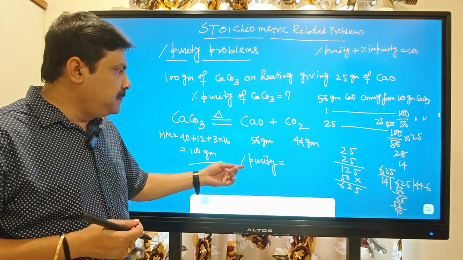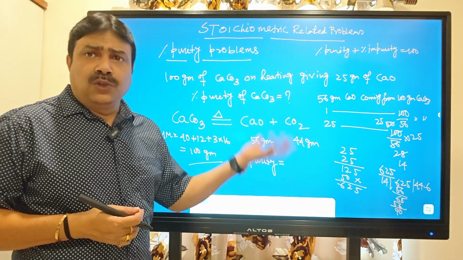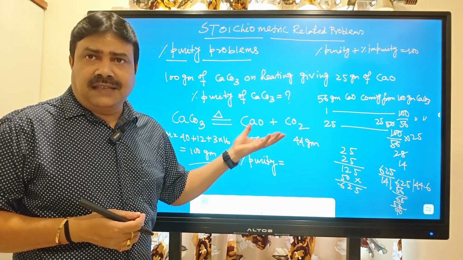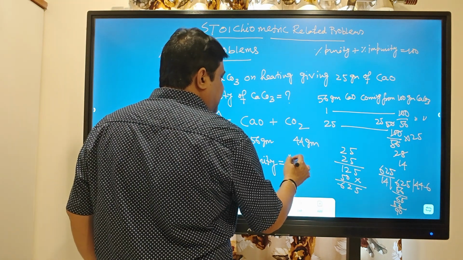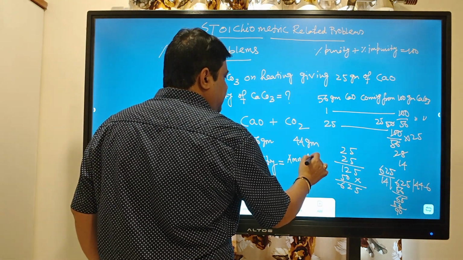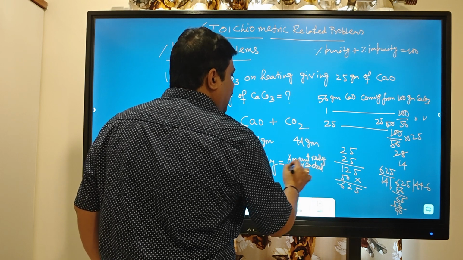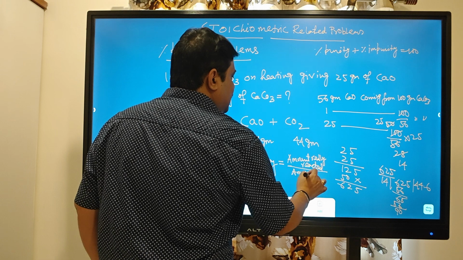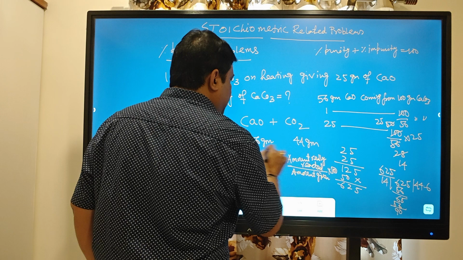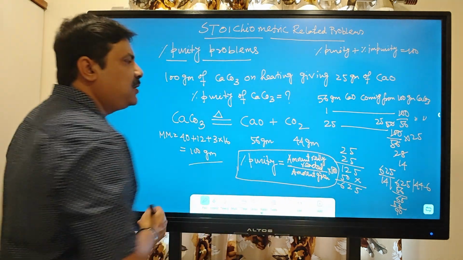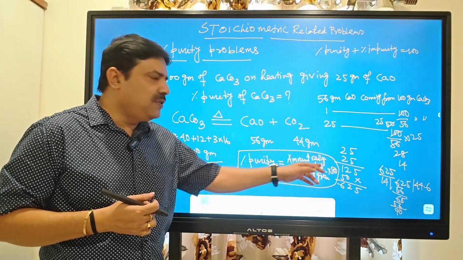So that's why percentage purity, percentage means what? Whatever is pure, that means whatever really reacted, with respect to whatever total is there, into 100. That's why percentage purity means amount really reacted by amount given into 100. What is percentage purity? Percentage purity is nothing but the amount really reacted by the amount given into 100.